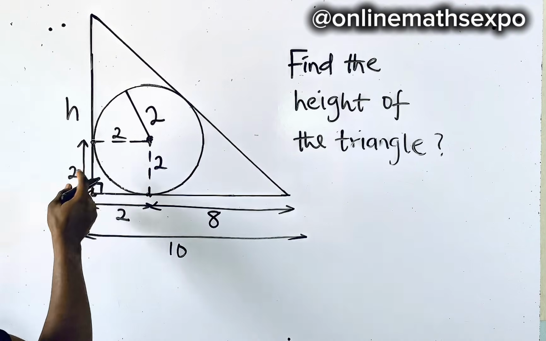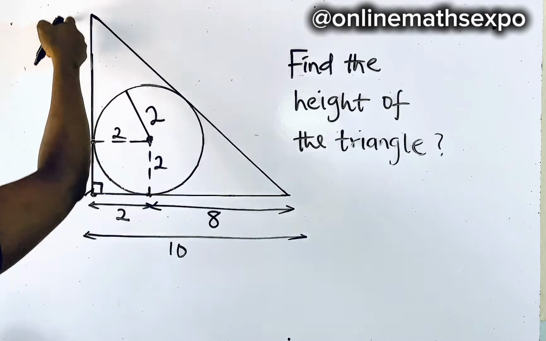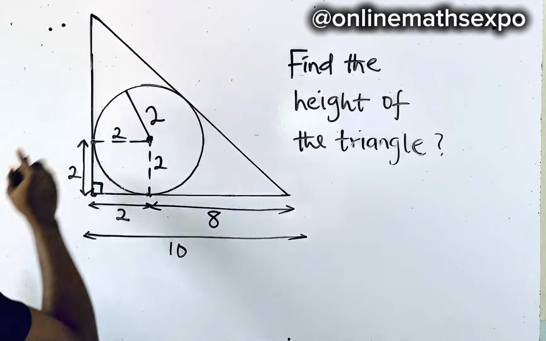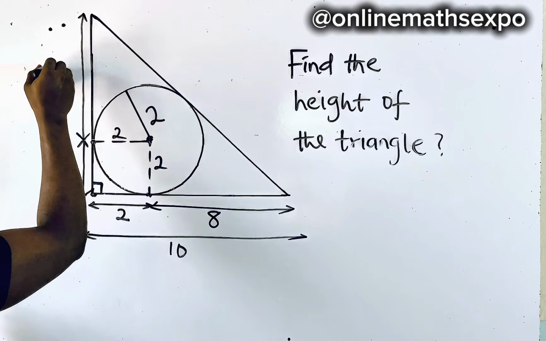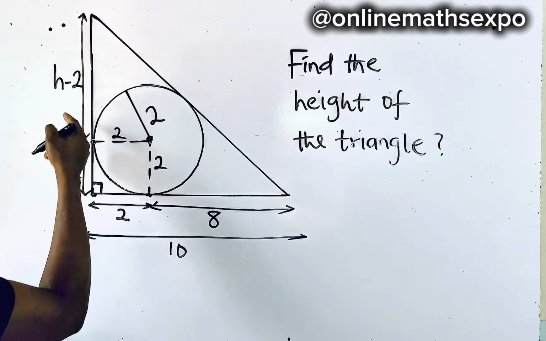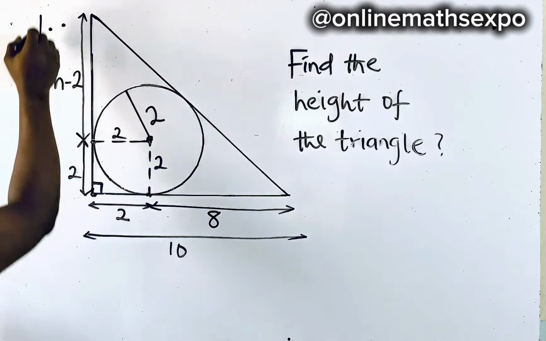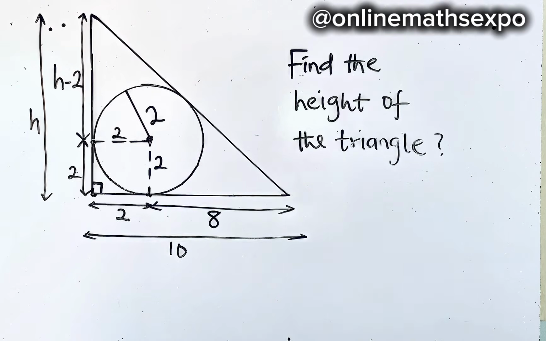I've not changed anything. Now, what other things should we do? If you go back, you see that from here to here has been given as 2. And remember that the total length is h. So I can also adjust it so that from here down to this part is going to be h minus 2, so that if I add this and this, it gives me a total length of h. I still haven't changed anything. So what do you do next?